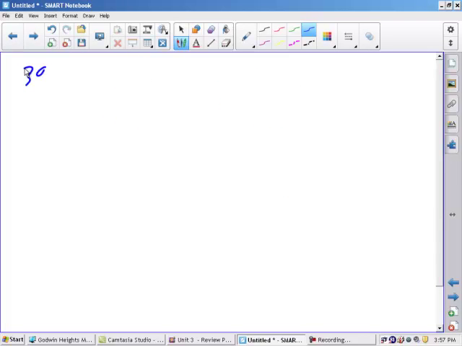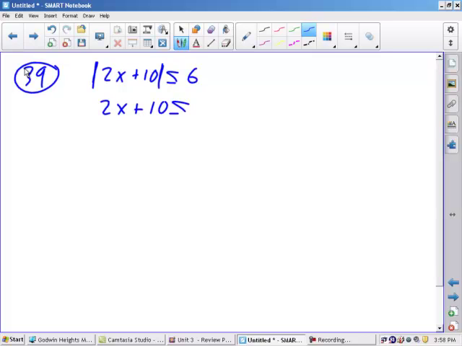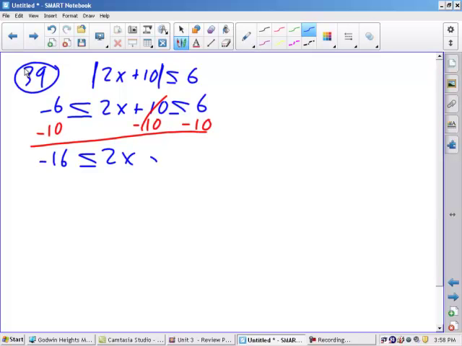Alright, 39. 39 says, what are the solutions of absolute value of 2x plus 10 is less than or equal to 6? I need to go ahead and split this up by writing out my 2x plus 10 is less than or equal to 6, and I also need to make sure it's greater than or equal to negative 6. So what I can do right here is I can subtract 10 from all sides, and then I get negative 16 is less than or equal to 2x is less than or equal to negative 4, and I can then divide by 2 on all sides.